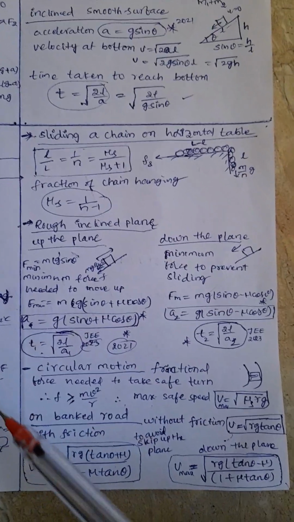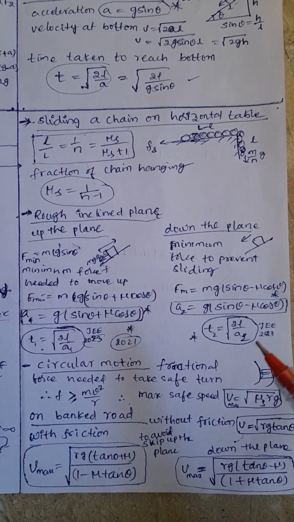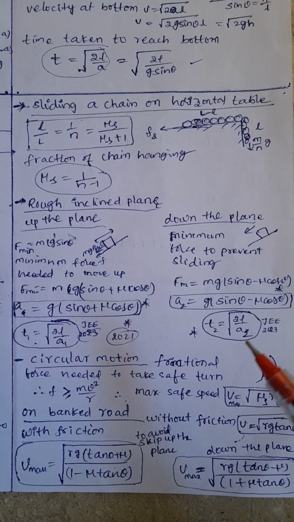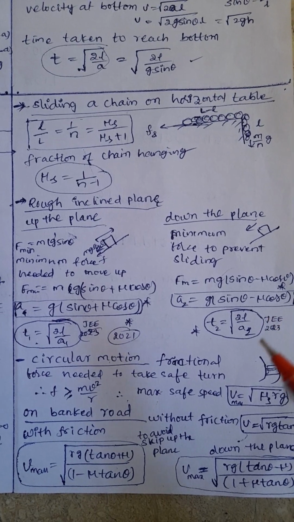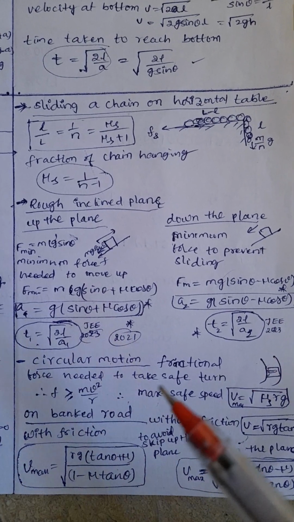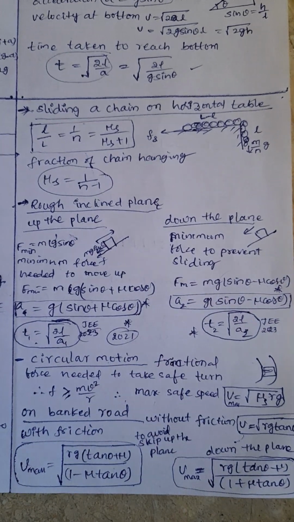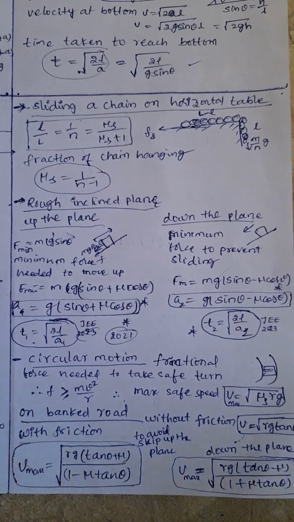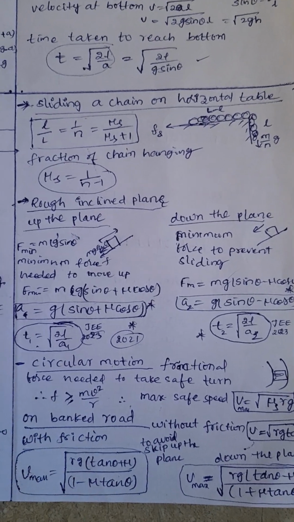Time taken t is equal to root over 2l by a, and when it is sliding down, time taken to reach the bottom of the incline, t is equal to root over 2l by a, where a is nothing but g into (sin theta minus mu cos theta). In 2023 JEE Main also, questions were based on this comparison of the times on a rough incline, up the plane or down the plane, with comparison of the smooth surface given.